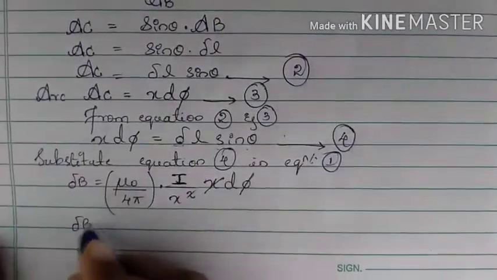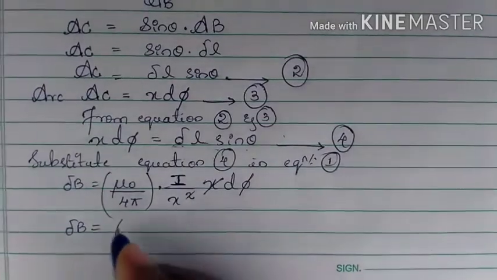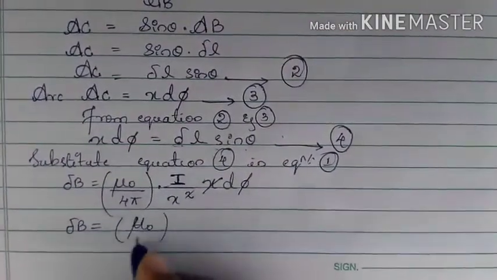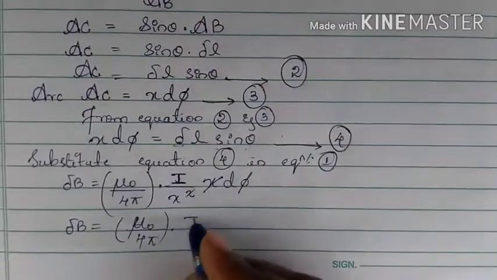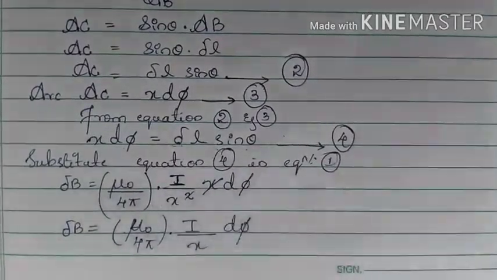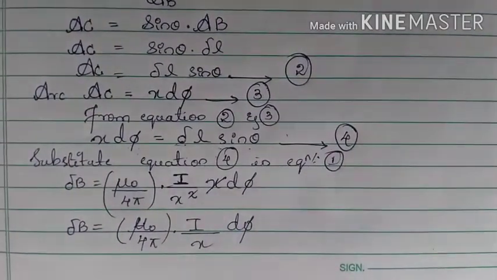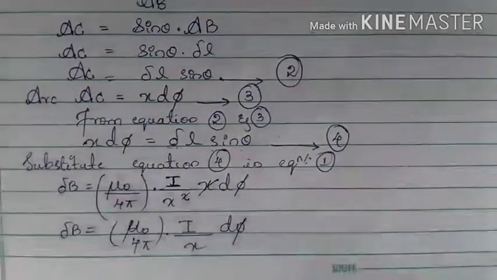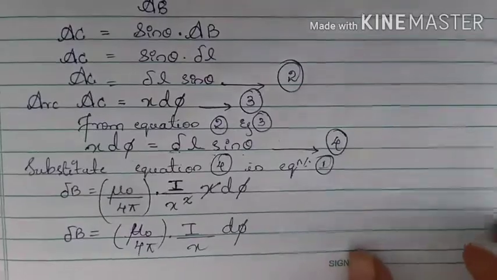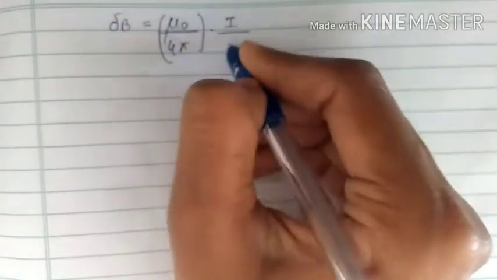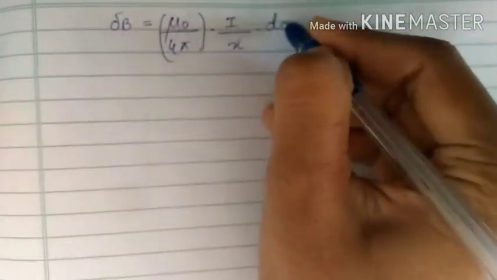So what will be left? Delta B is equal to mu naught by 4 pi I by x d phi. Clear? So now let us move further. Again, what we have is delta B is equal to mu naught by 4 pi I by x d phi.